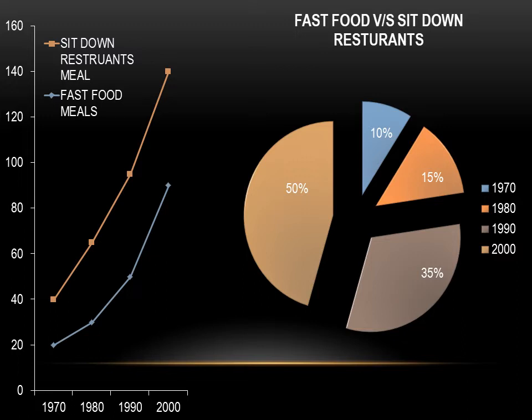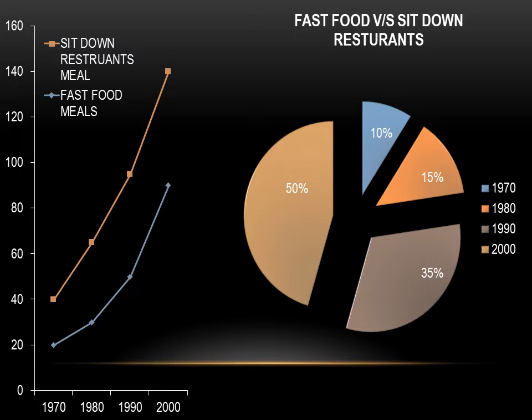So if we are looking at the graph and the pie charts, we can see that in 1970 there were only 10% of people eating fast food in restaurants or hotels. In 1980 it increased to 15%. Then in 1990 it rose to 35%. Then in 2000 it inclined to 50%. So yes students, now how can we interpret it?